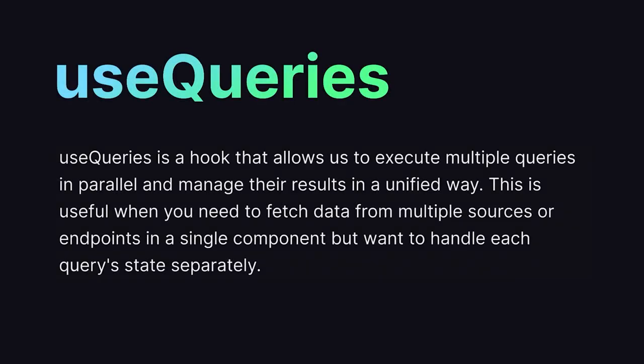So useQueries is a hook that allows us to execute multiple queries in parallel and manage their results in a unified way. This is useful when you need to fetch data from multiple sources or endpoints in a single component, but want to handle each query separately, for example loading, error, and data states, while keeping the queries independent. So this is just useQueries, and now let me show you how the syntax looks.